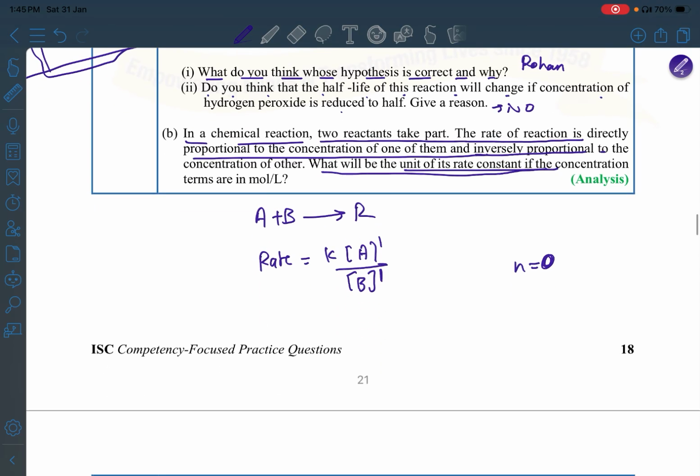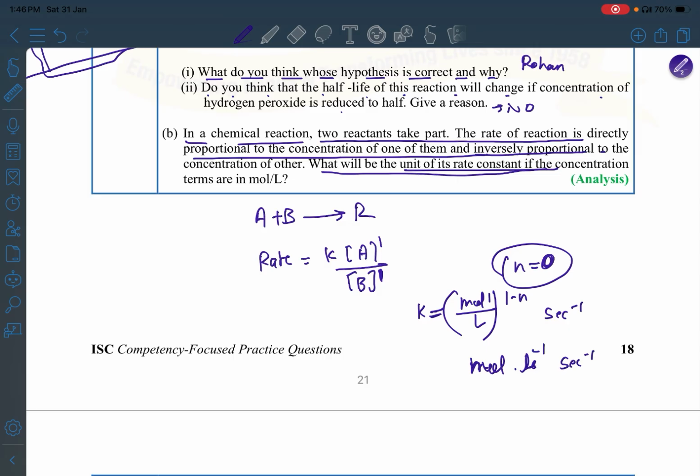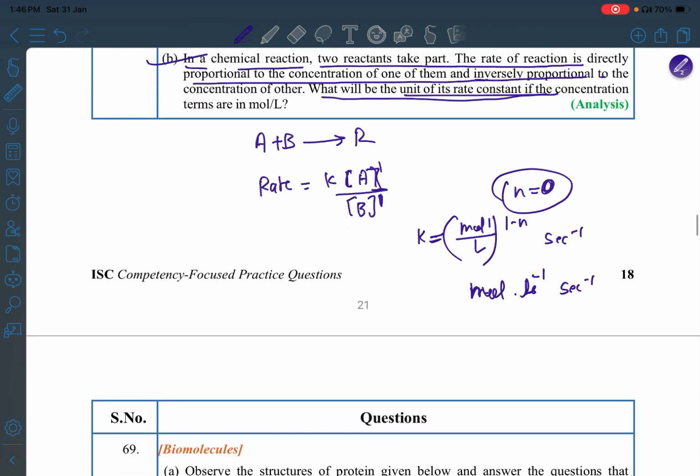Okay, overall order is 0, and the formula for the unit of rate constant is mole per liter to the power 1 minus n, per second. Because n is 0, it will be mole per liter per second. This is the unit. The overall order of the reaction is 0 because the concentration of one reactant is directly proportional and the other reactant is inversely proportional.